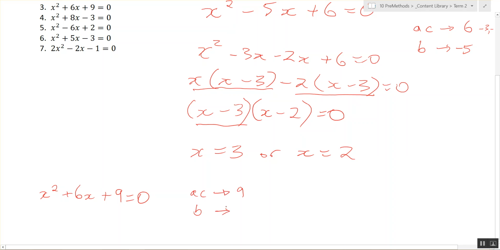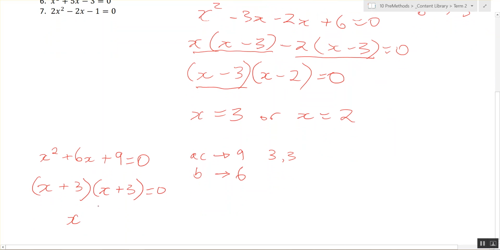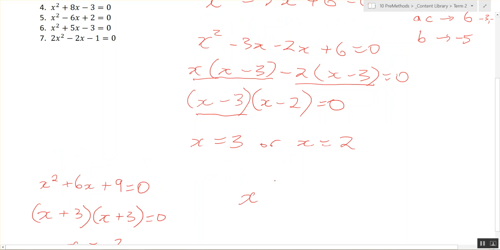So hands up, what are two numbers that multiply to get 9 and add to get 6? 3 and 3, very good. So x plus 3, x plus 3. So what does x equal? There's only one solution for this one. Yeah? x has to be negative 3. There's no other solution.